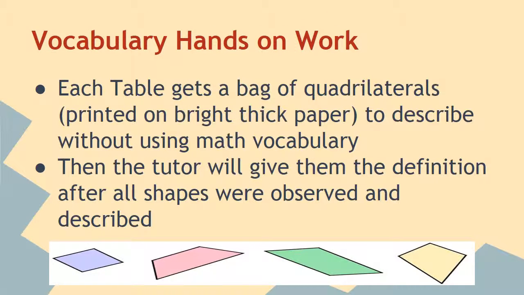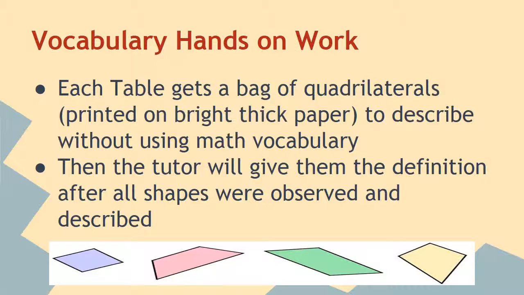So, one way to make vocabulary not as intimidating is that we can make it hands-on and visual. So each table will get a bag of quadrilaterals that I created, and they will be printed on bright thick paper and cut out and put into little baggies. And they will be challenged to describe them without using math vocabulary. So for example, at the bottom left, you can see that there's a shape there, and we can say that it has four sides. We can say that it has four angles. We can say that the sides look like they're all equal, but we wouldn't say words like rhombus or quadrilateral because we are trying to challenge ourselves to not use math vocabulary.